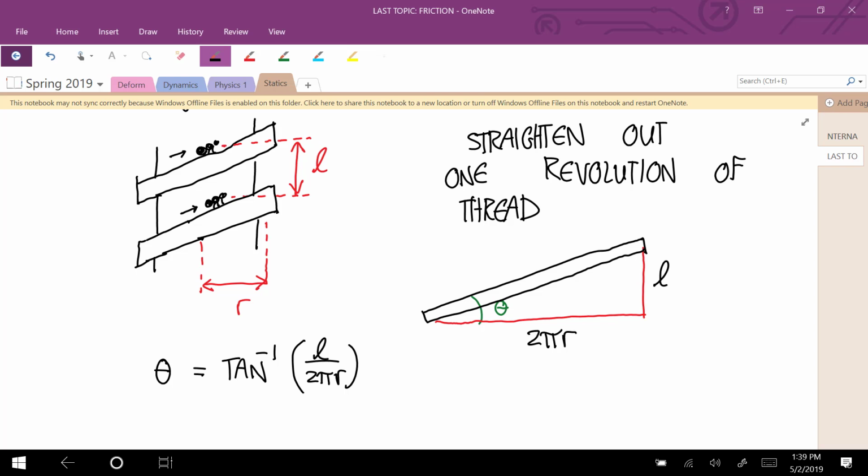When I go to the hardware store, I see it as pitch. It's probably different from manufacturer to manufacturer. I don't know that. But if it's given to you as a pitch instead of a lead, you just have to know whether it's a single threaded screw or a double threaded screw. If it's double, you just have to multiply the pitch by 2. In this class, in a non-real world, I will give you the lead.